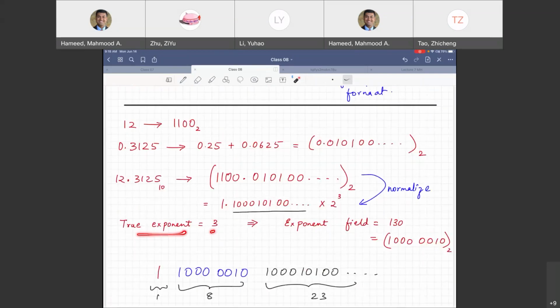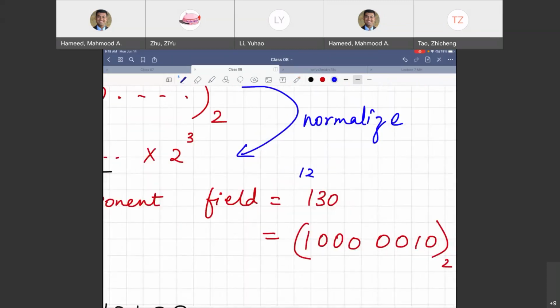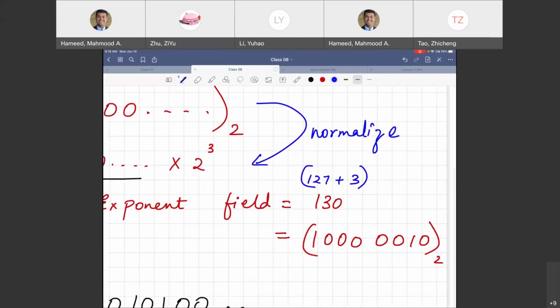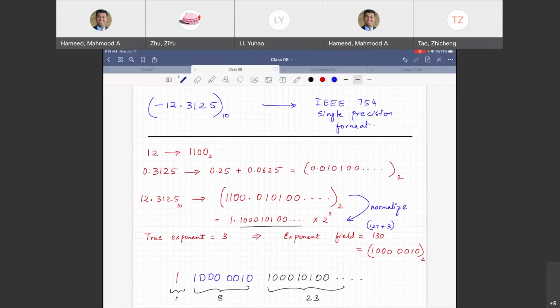True exponent is 3, and my exponent field is in excess 127 format. So if my exponent field is in the excess 127 format, and my true exponent is 3, they add together. That's right. 127 plus 3. So I get 130 for the exponent field. True plus 127. True is 3, 127 from the excess 127 format. So I get 130, convert it into an 8-bit unsigned value, whatever that 8-bit sequence is, and that will give you your exponent field right there. Next question.